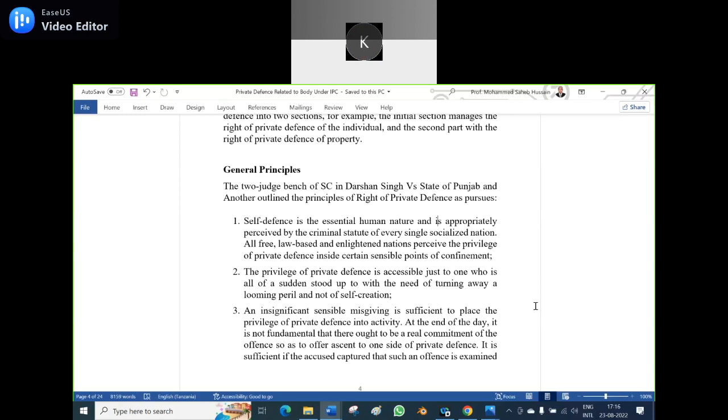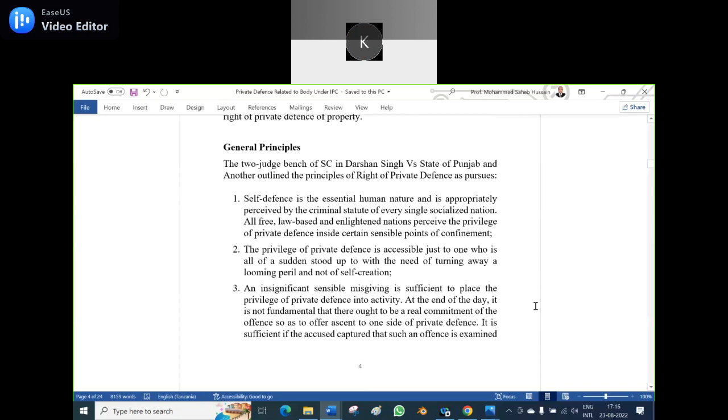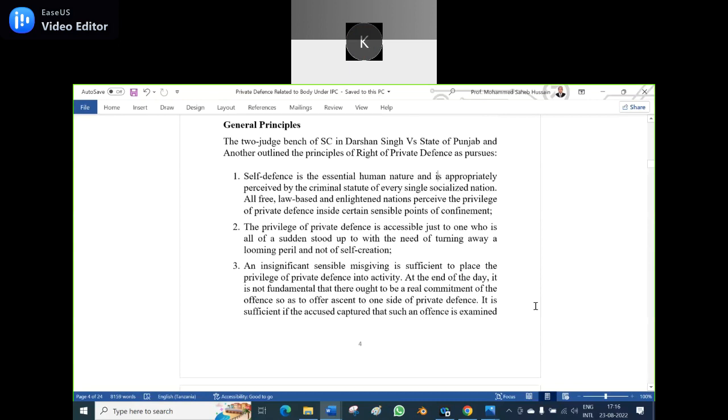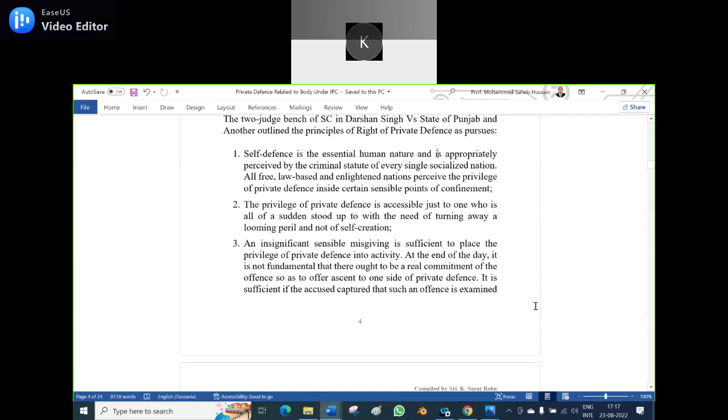The second one is the privilege of private defense is accessible just to one who is all of a sudden stood up to with the need of turning away a looming peril and not of self-created. So this self-defense should not be self-created. Suddenly, if he is attacked, and it seems a looming danger, a person can stand up and take self-defense because there is no time to call the authorities or anyone. So for a person, it is very much essential.